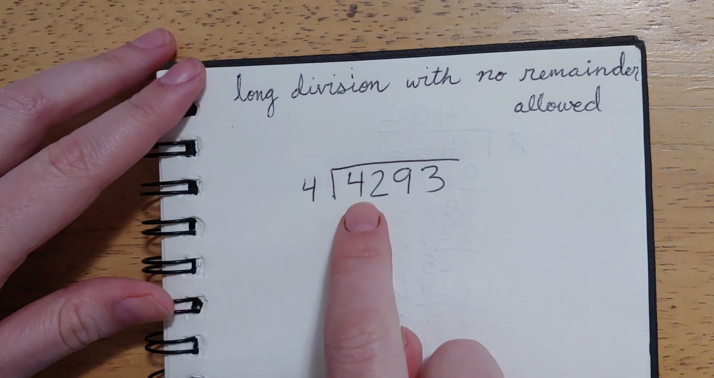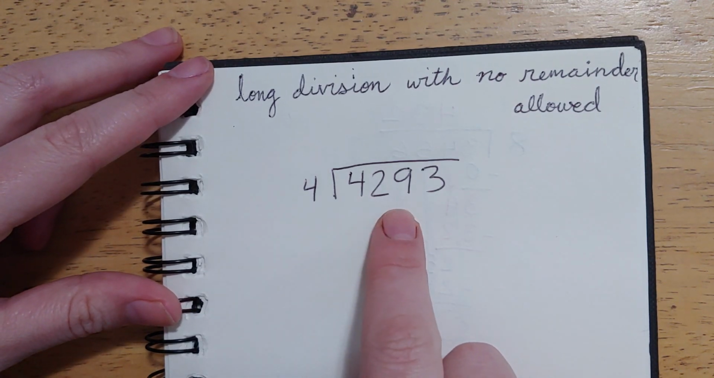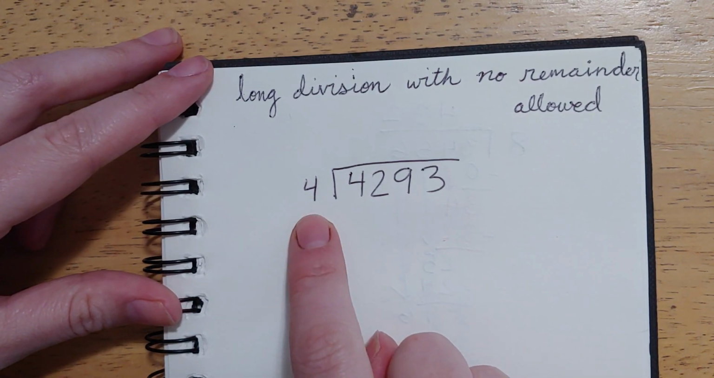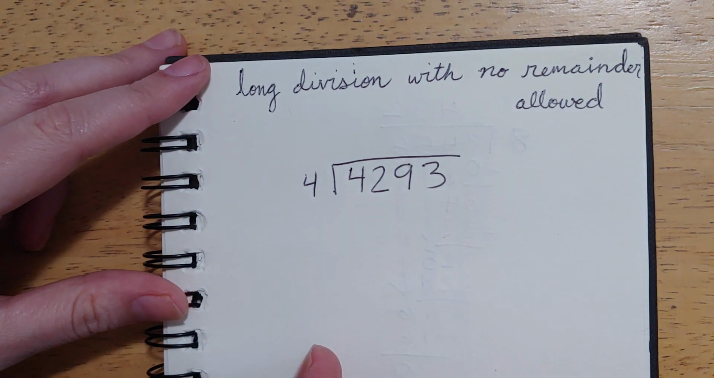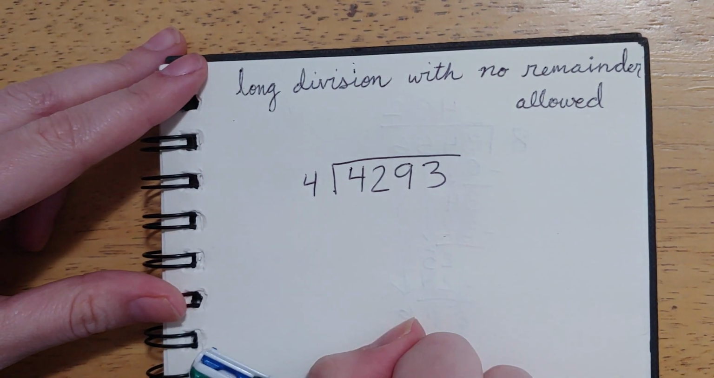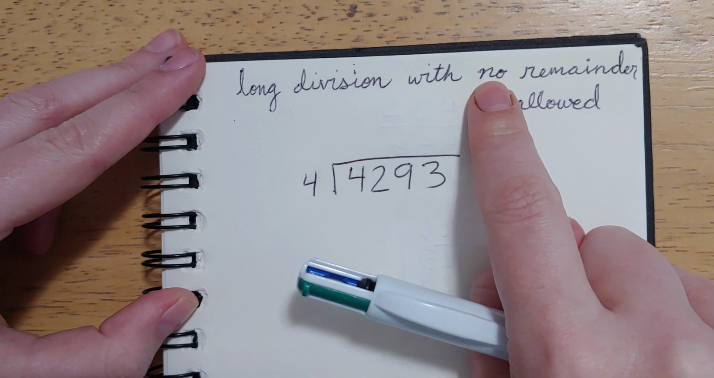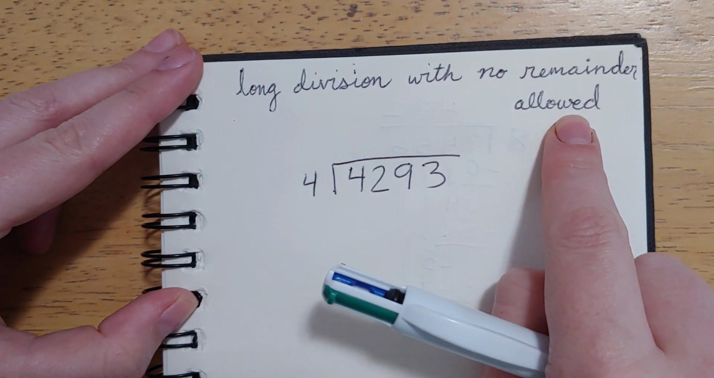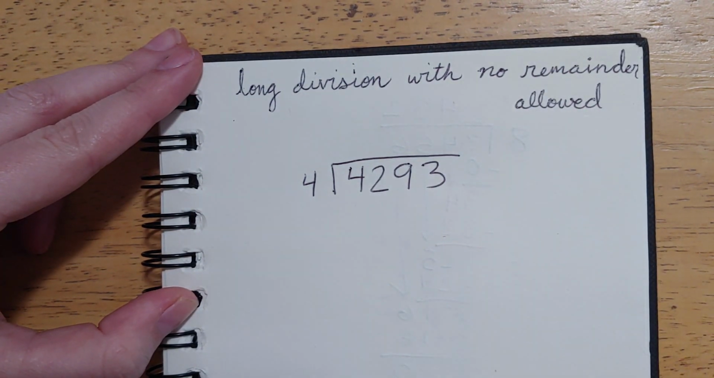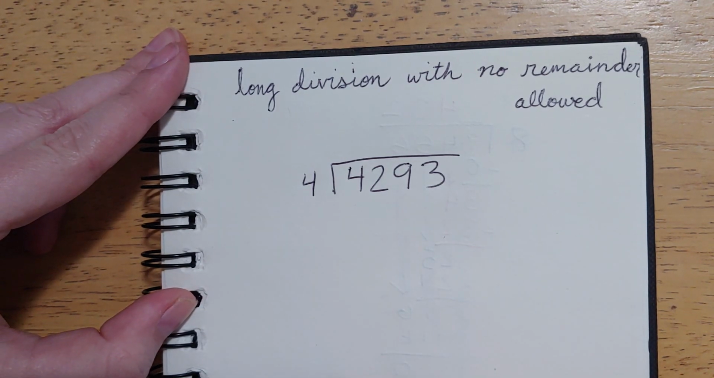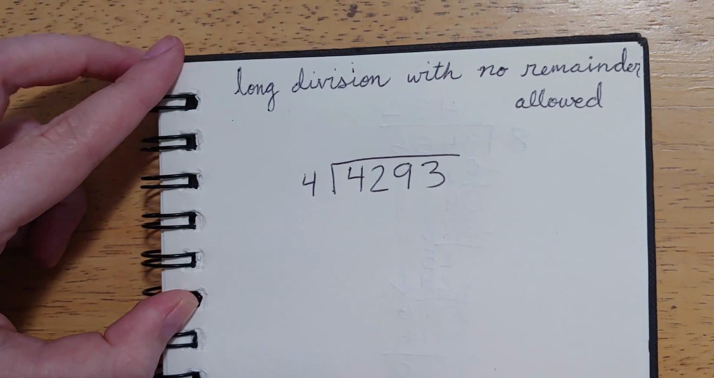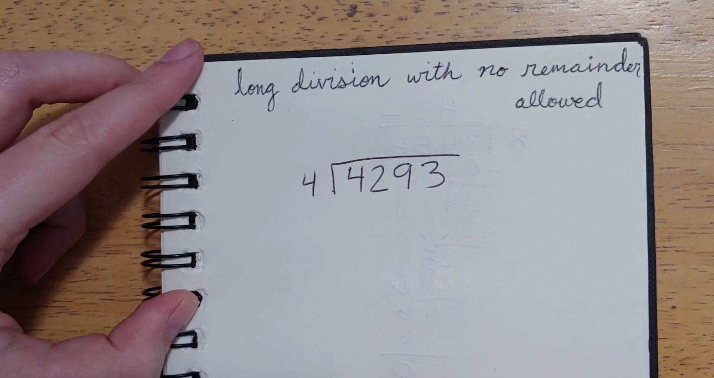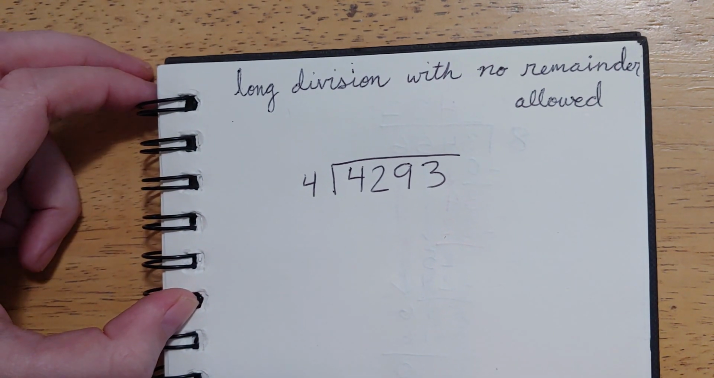So here's our question. This says 4,293 divided by 4. And we're going to do something new today. If this answer would have had a remainder, we are going to say no remainder allowed and find a way to keep sharing until it becomes fair. And that means we're going to have to share into decimal fractions. People might get half of something or a third of something or even less.